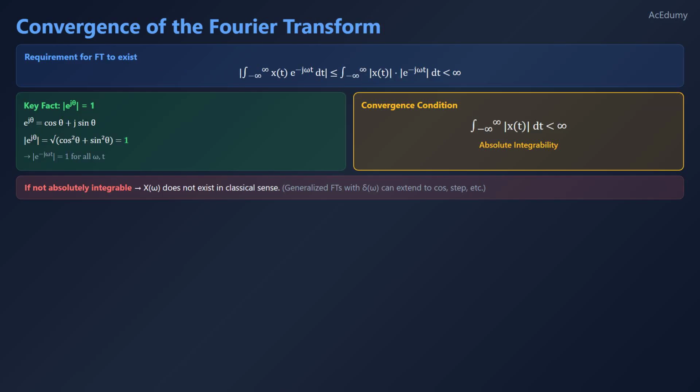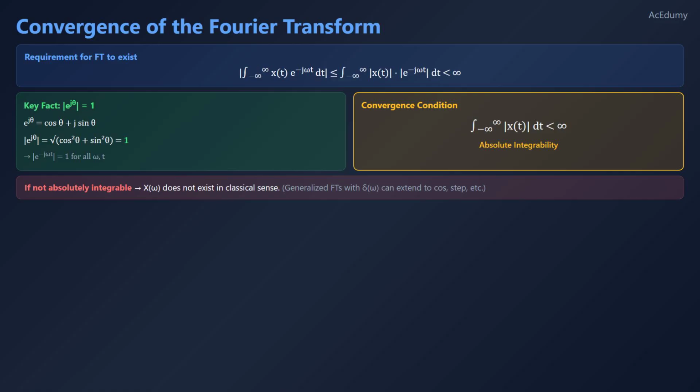For the Fourier transform integral to have a finite value, we need the absolute value of the integral from negative infinity to infinity of x of t, e to the minus j omega t dt must be less than infinity. Using the triangle inequality, this is less than or equal to the integral of the absolute value of x of t times the absolute value of e to the minus j omega t dt.